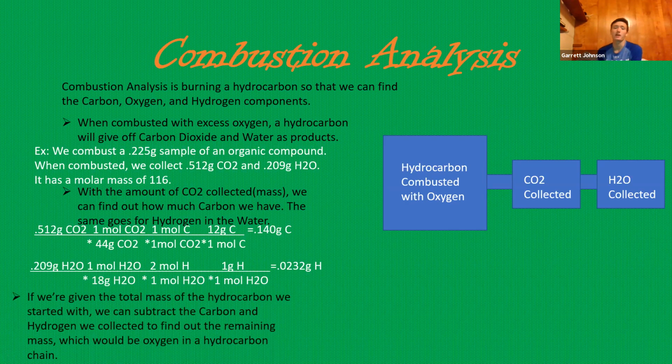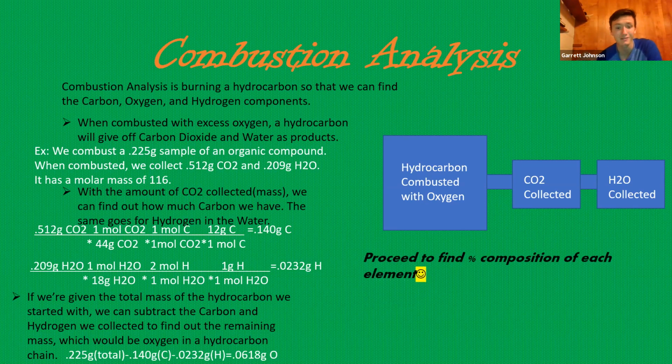If we're given the total mass of the hydrocarbon we started with, we can subtract the carbon and the hydrogen we collected to find out the remaining mass, which would be the oxygen in the hydrocarbon chain, because that's the only other element left. So we have 0.225 grams total minus 0.14 grams of carbon minus 0.0232 grams of hydrogen, and we get 0.061 grams of oxygen. Perfect.